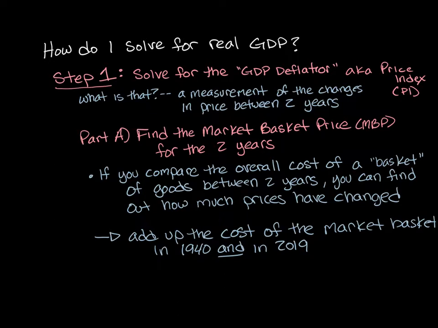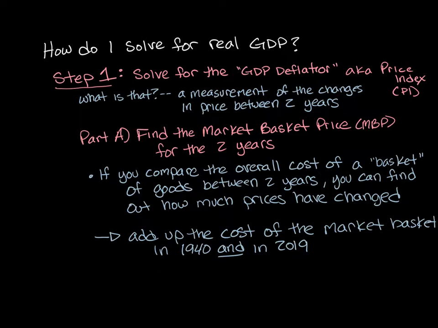So step number one, we need to solve for the GDP deflator, aka price index. This is essentially a measurement that'll tell us how much prices have changed from one year to another. So if we're trying to compare our GDP in 1940 to our GDP in 2019, the first thing I need to know is how different were prices in 1940 than they are today, and then I can go forward and make adjustments to our nominal GDP numbers. So price index is essentially a measurement of how much prices have changed over time.